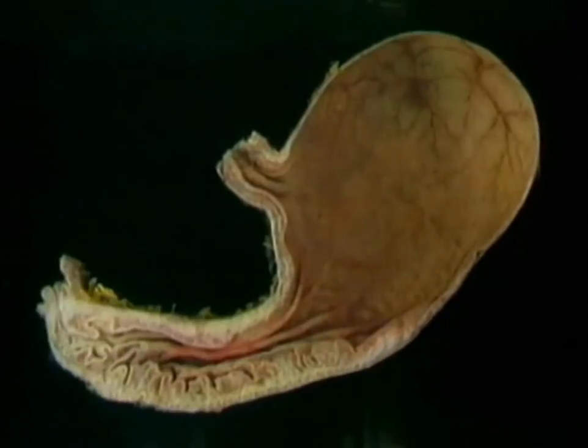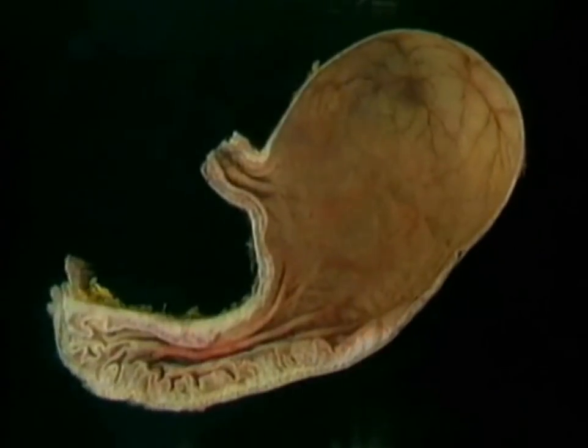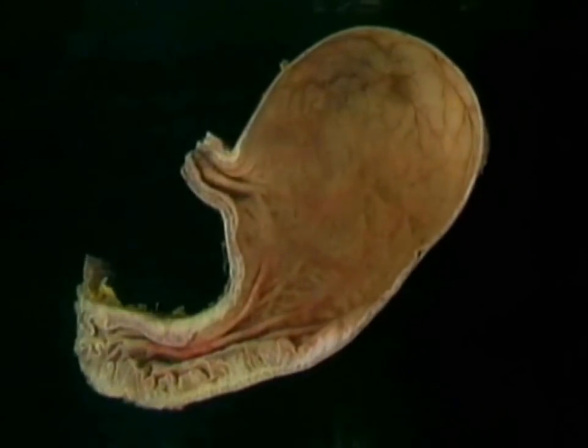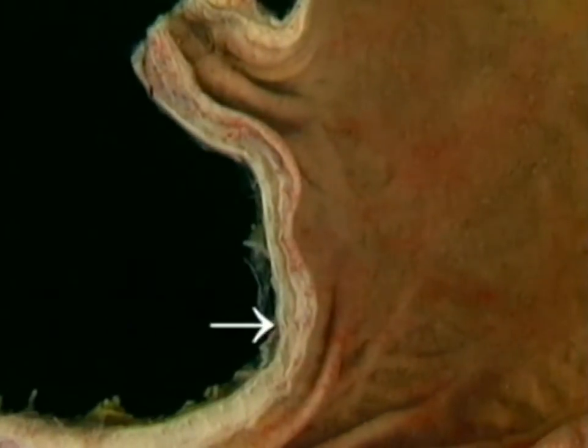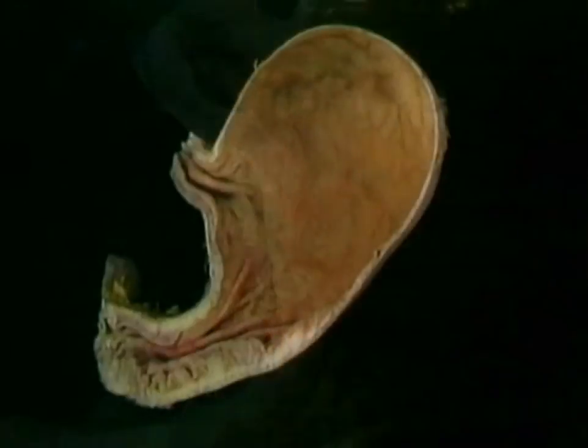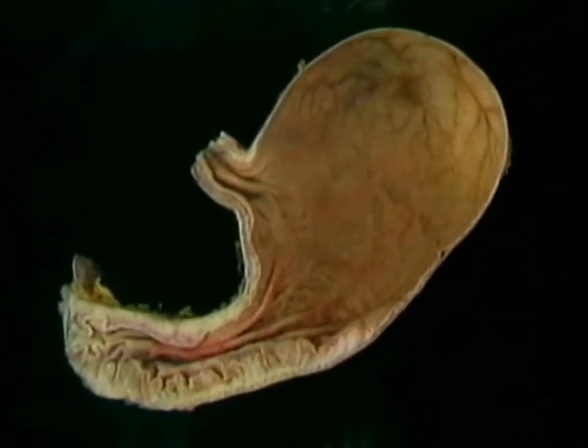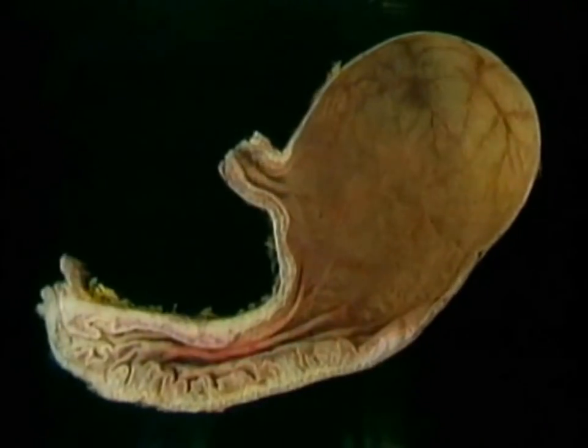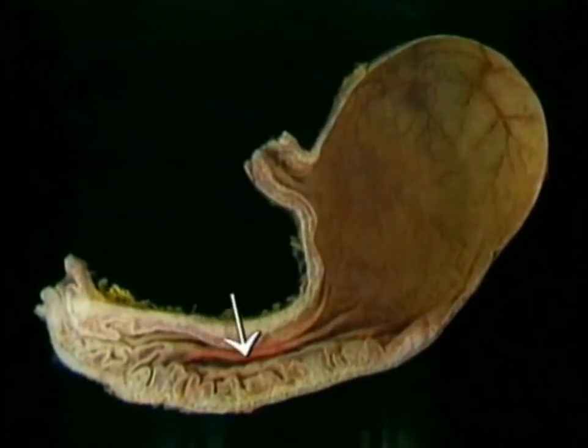Here's the inside of the stomach. Like all the parts of the gastrointestinal tract, its wall is formed by an outer layer of smooth muscle and an inner layer of mucosa. In the fundus, the mucosal layer is smooth. In the pyloric antrum, it's thrown into prominent longitudinal folds.